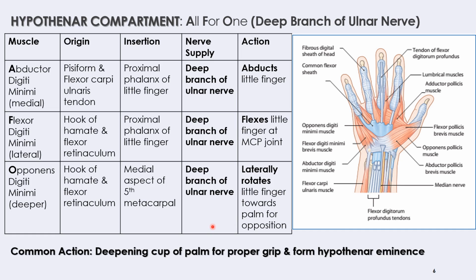So they all have a common action by helping to deepen the cup of the palm for a proper grip, and they form the hypothenar eminence, that's the bulge at the medial side of the hand.